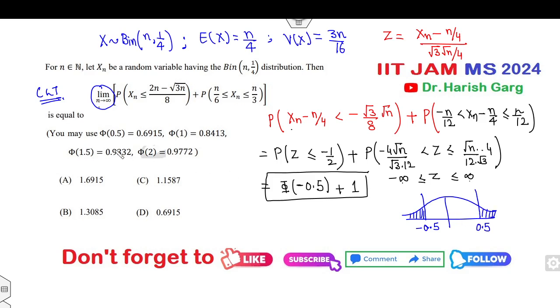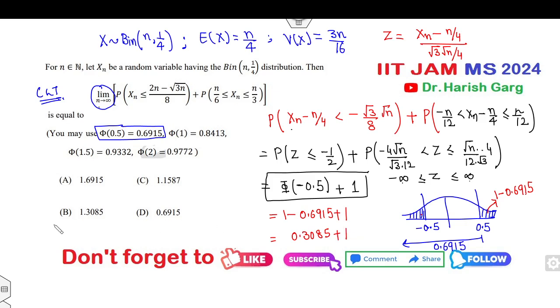These both areas are the same. Now, what is the given meaning? That means up to this portion is 0.6915. Can you find this area? It is 1 minus 0.6915, which is the same as this area. So the answer is 1 minus 0.6915 plus 1. So you can subtract them. After subtracting, you will get 0.3085 plus 1. So 1.3085 is the right answer of this problem.